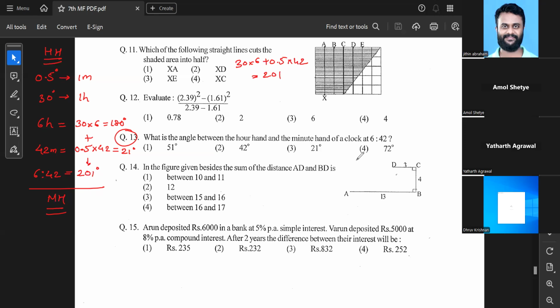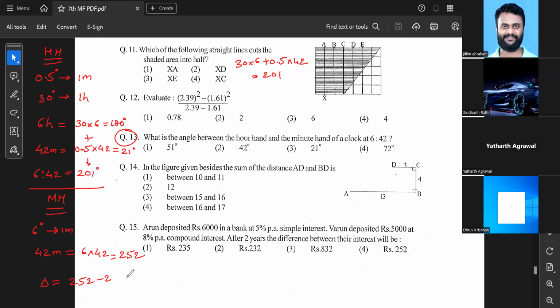Now thinking about the minute hand, it covers 6 degrees for each minute. That means for 42 minutes, it is going to cover 6 multiplied by 42, which is 252 degrees. So what is the difference between them? 252 minus 201, that is 51.